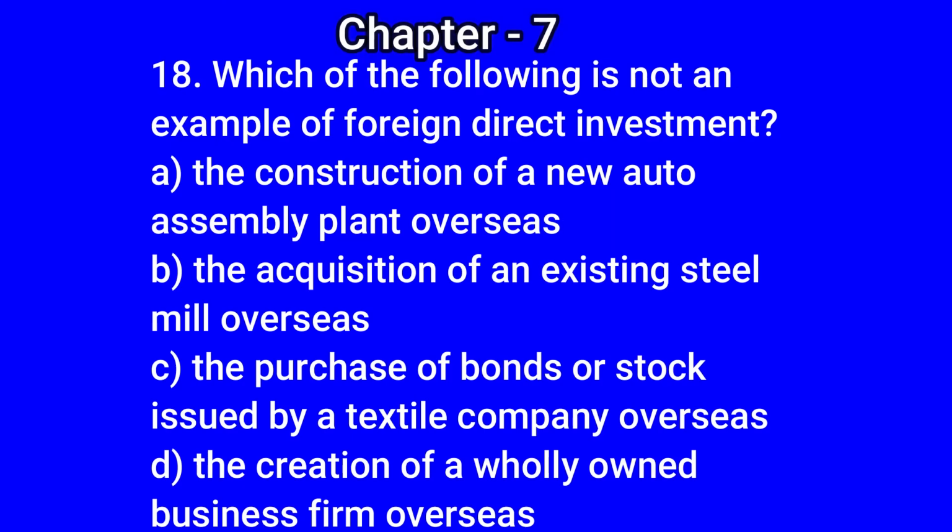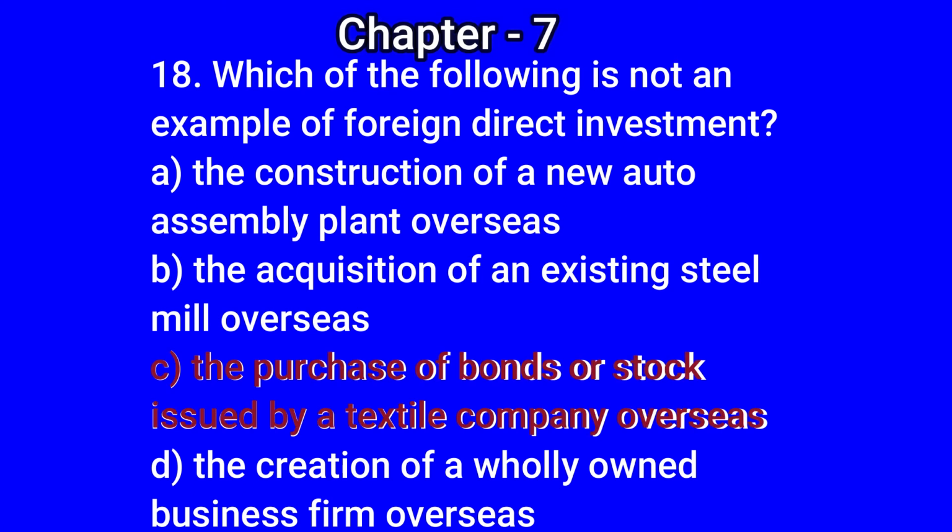Question number 18. Which of the following is not an example of foreign direct investment? A. Construction of new auto assembly plant overseas. B. Acquisition of an existing steel mill overseas. C. The purchase of bonds or stocks issued by the textile company overseas. D. The creation of wholly owned business firms overseas. The correct answer is C. The purchase of bonds or stocks issued by a textile company overseas.